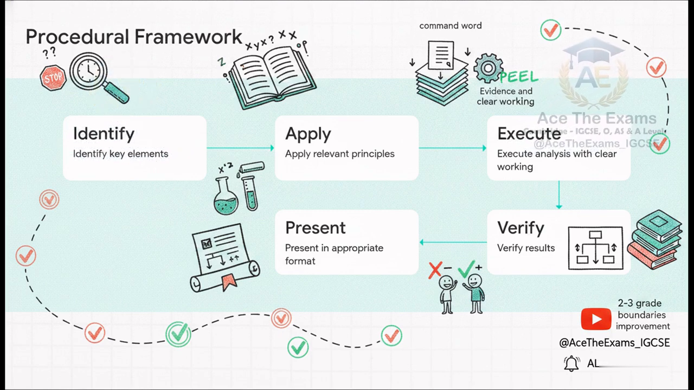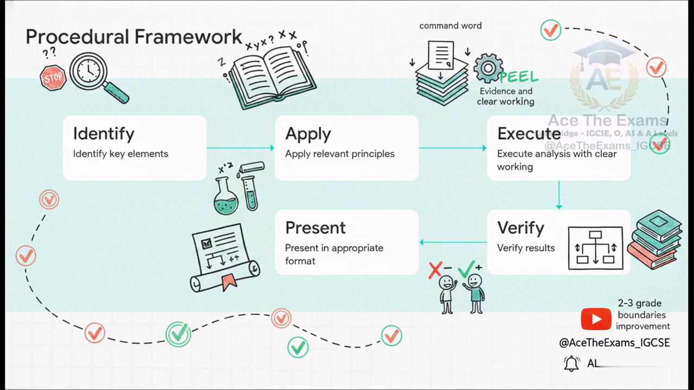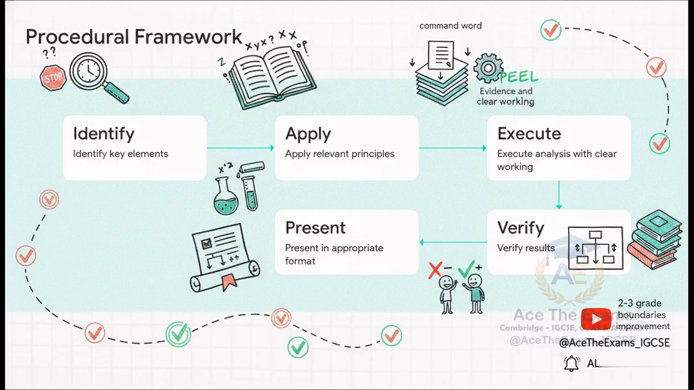Step 1, identify key elements. What is the command word? Is the examiner telling you to find, show that, or calculate? What are the exact initial conditions given in the prompt? Step 2, apply relevant principles. This is where you explicitly write down the formula before you even think about plugging in numbers. Step 3, execute your analysis with clear working. This is your PEEL, evidence, and explanation in action. Show the steps.